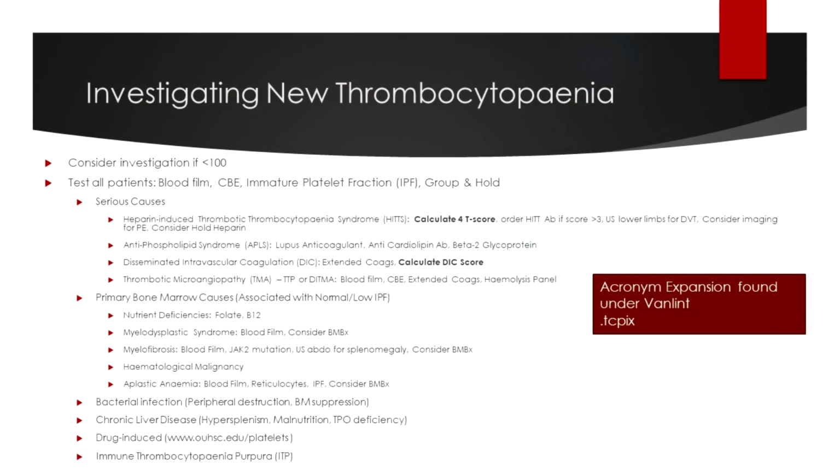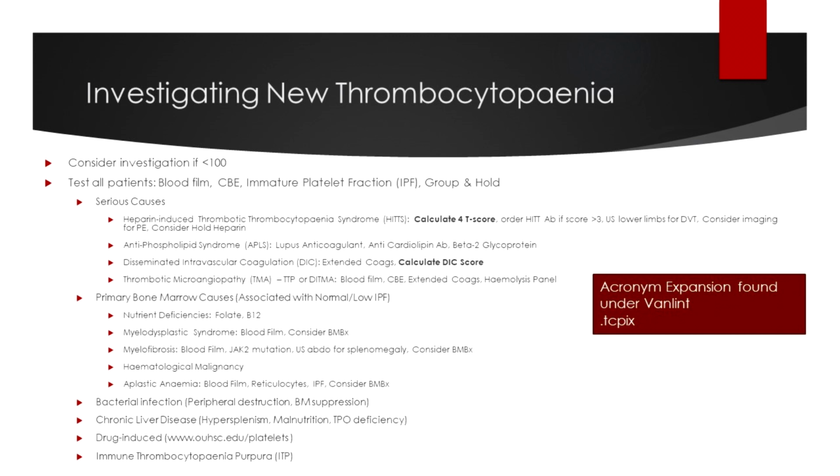If you're investigating a new thrombocytopenia, there are a huge range of disorders that might be causing it. So if you are generally getting below 100, you should think about investigating, but 100 to 150, there's a lot of things that are reasonably benign or secondary that you wouldn't need to worry too much about. Some of the key things I would look at doing, definitely ordering a blood film, definitely CBE obviously as well.